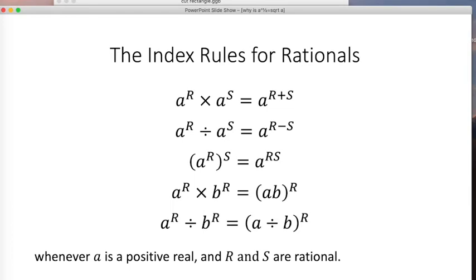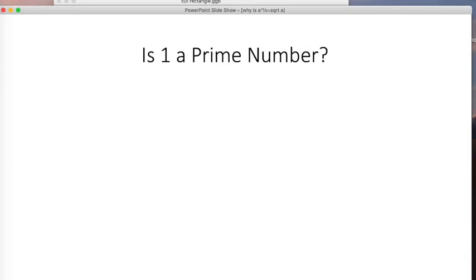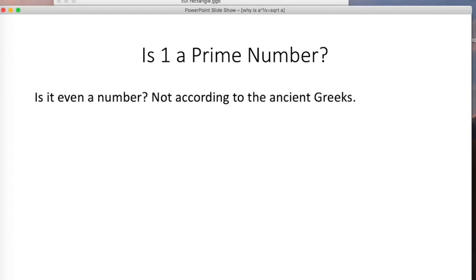My next example is one where this particular intelligent species has taken quite a long time to make up its mind. So is 1 a prime number? Well, history is quite interesting, actually. So for the ancient Greeks, the question is not asked because 1 isn't even a number.